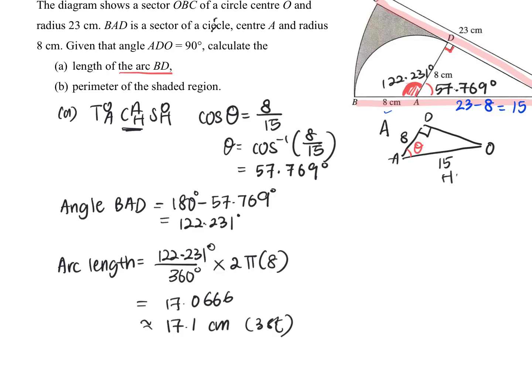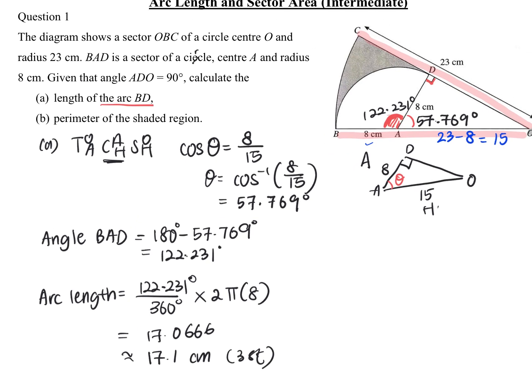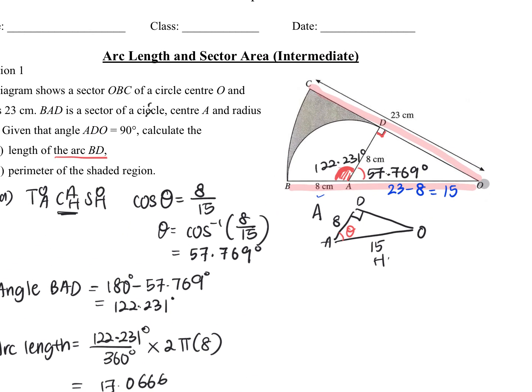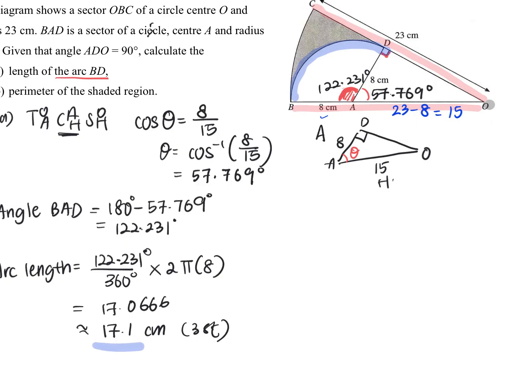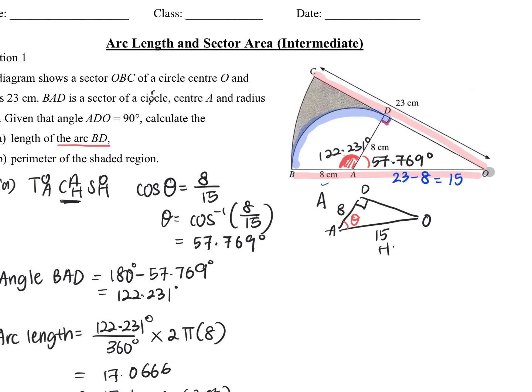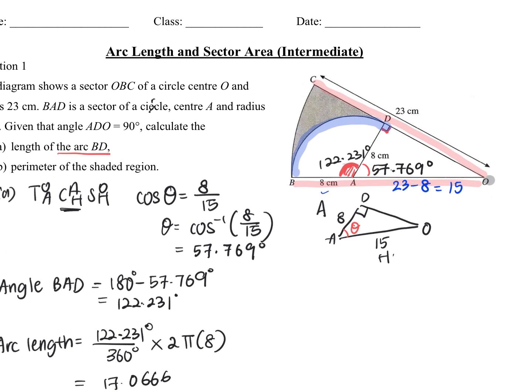Now next they want us to find the perimeter of the shaded region. Let's take a look at the perimeter of the shaded region and analyze this a little bit. The perimeter of the shaded region is made up of a few portions. Number one, I have the arc length, right? This arc length is what we have just found, 17.1. Okay, but the next question is I need to find this arc BC.